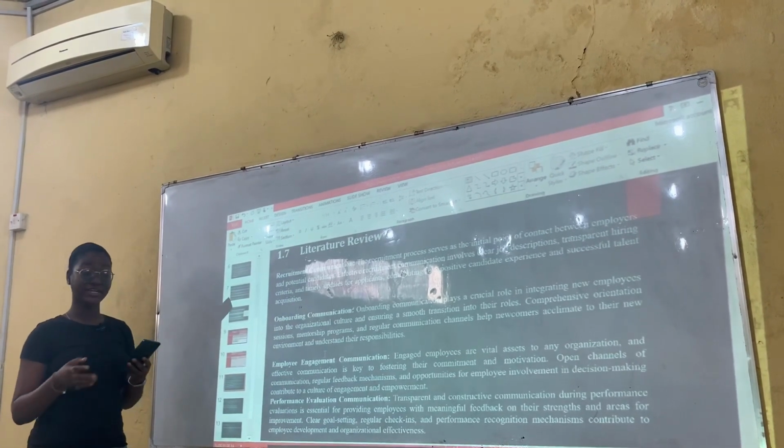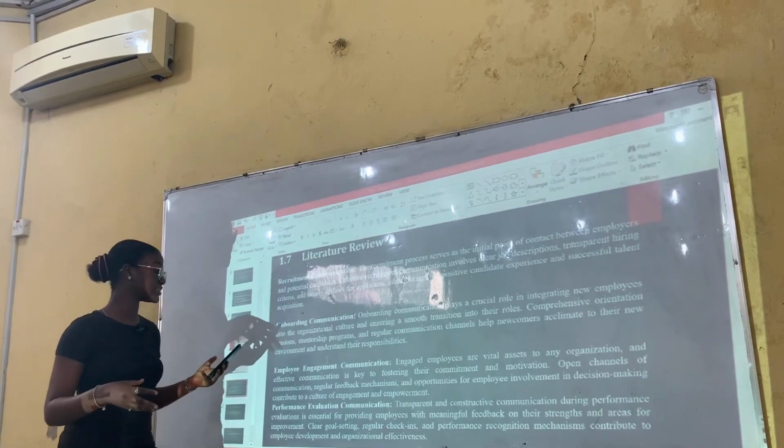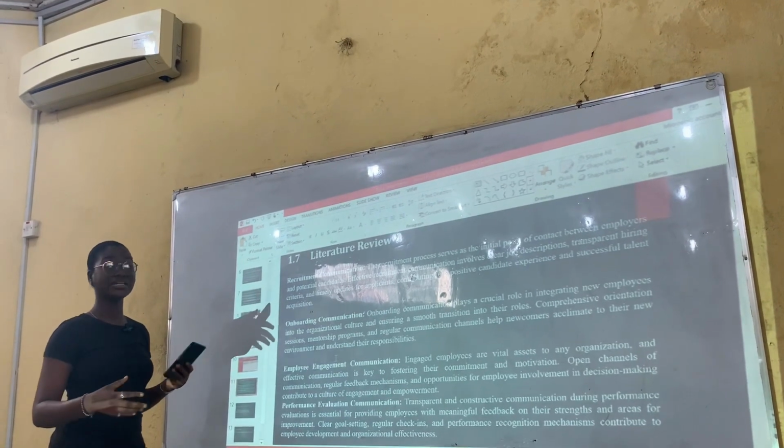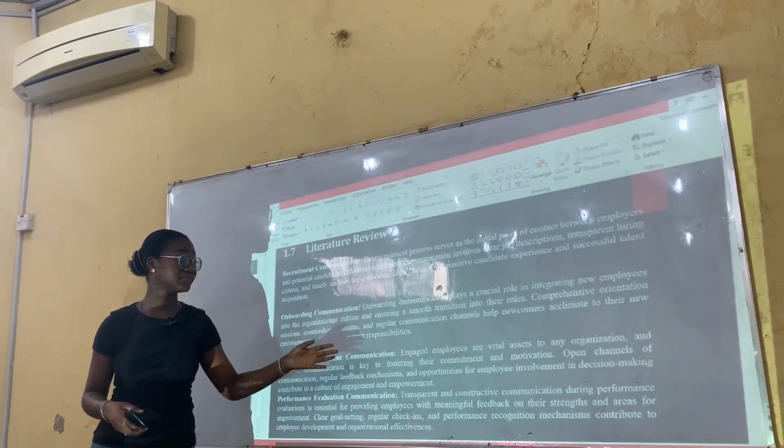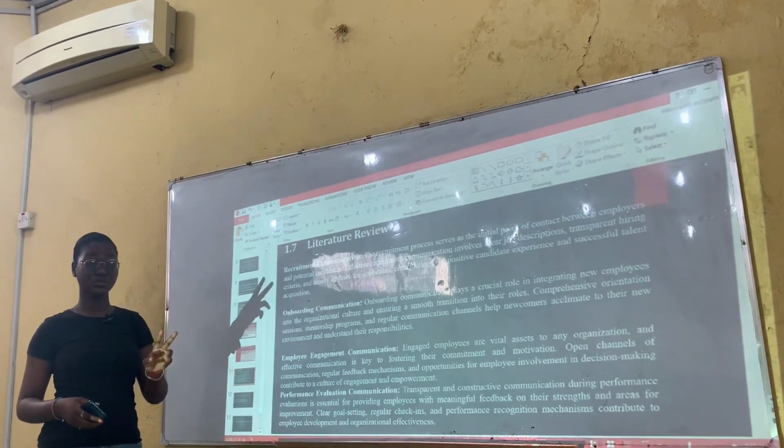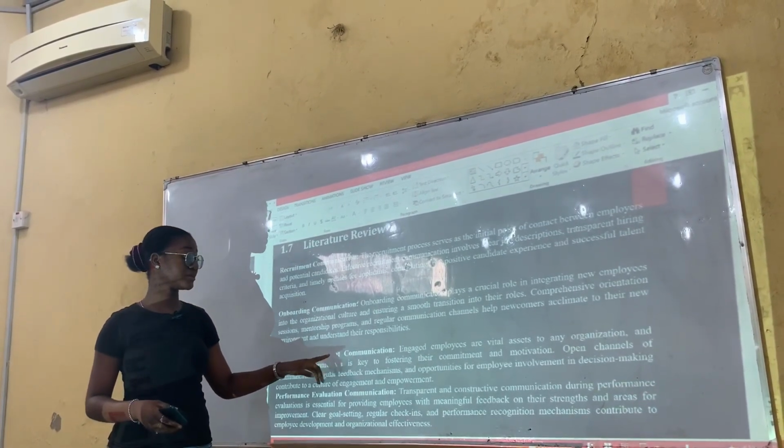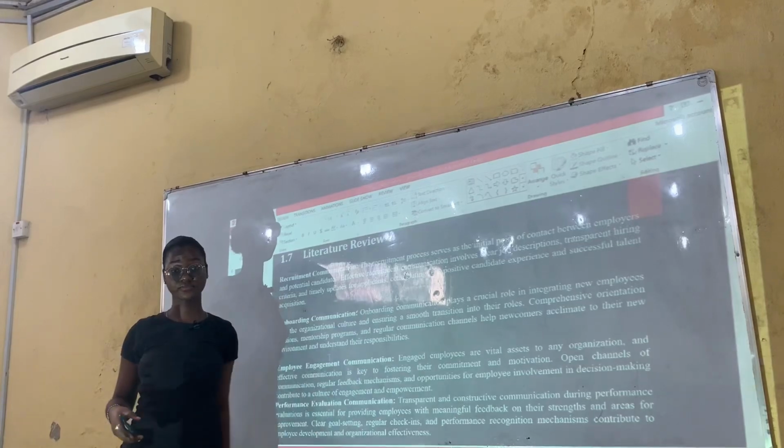The next one we have is onboarding communication. So this is a very, very crucial role in bringing new employees into the organization so that they can have a smooth transition into their various roles. And this can be done through two ways, and that is through mentorship programs and regular communication channels.